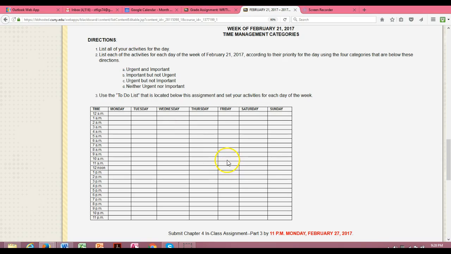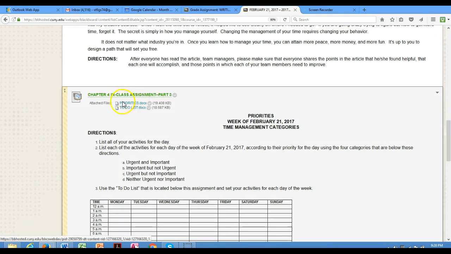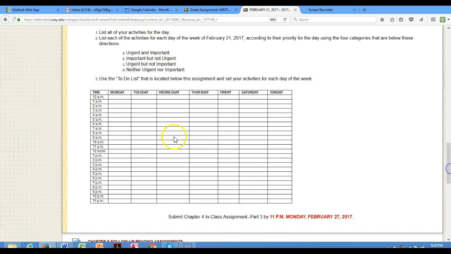So before you put anything on your to-do list, what are your activities? And what activities for each day? And then you categorize them only on this sheet of paper where it says priorities, because I put the priorities there. That's where all of that goes. The to-do list has all of those items that you're going to do for each day.